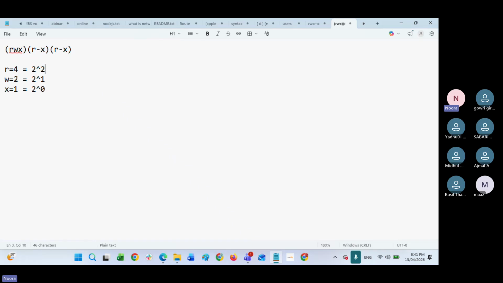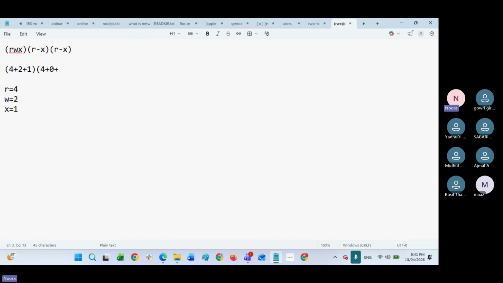But I want you to write this down, and we're going to substitute this value in here. Can we substitute the value now? See, what is the value of R? 4 plus. What's the value of W? 2. What's the value of X? 1. Now what's the value of R? 4. What's the value of hyphen? 0. What's the value of X? 1.